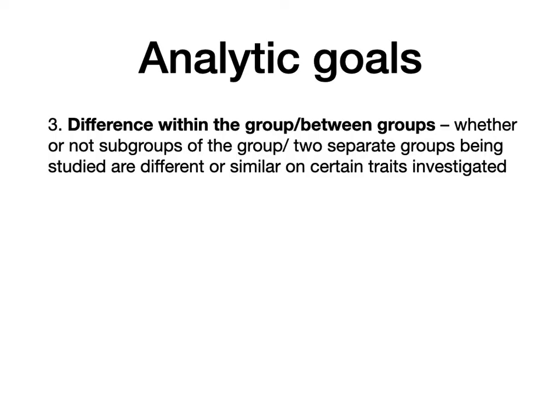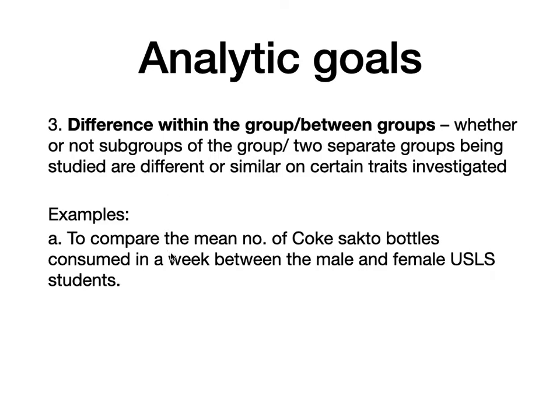Okay, let's have the third one. The third one is what we refer to as the difference within the group or between groups. So here, whether or not subgroups of the group or two separate groups being studied are different or similar on certain traits that are being investigated. Let's take this for example. Say you would want to do the comparison now, okay?